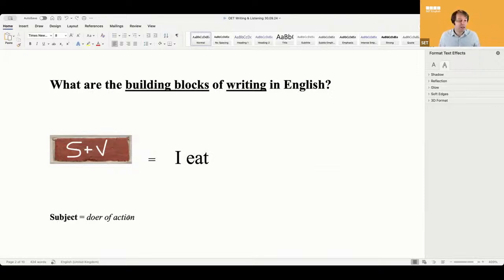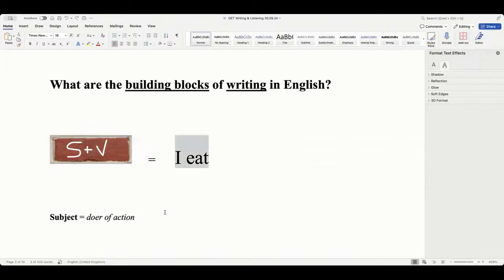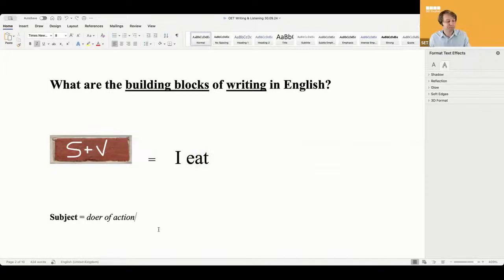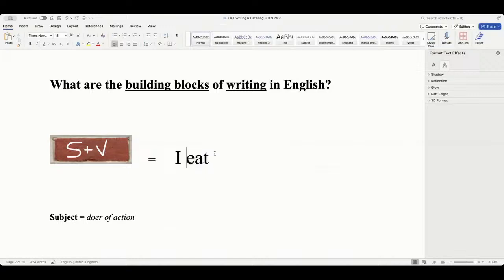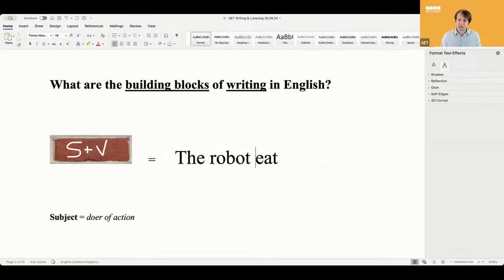Does anyone disagree? The doer of the action. Who is the doer of the action? A person, an object. Go on, Carmen. A person and an object can be, yeah, I eat, or a robot eats. Could be like that, right? Okay, let's say I agree. For now, let's say I agree. What is the verb though?